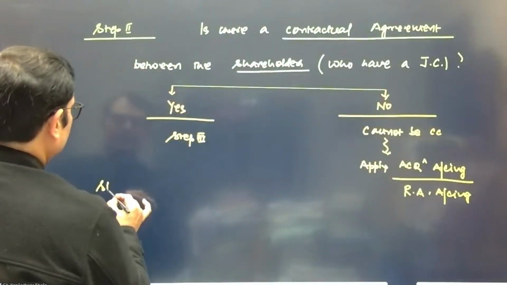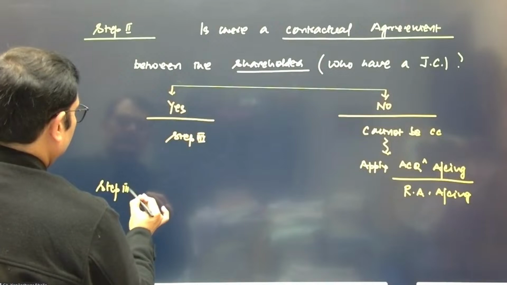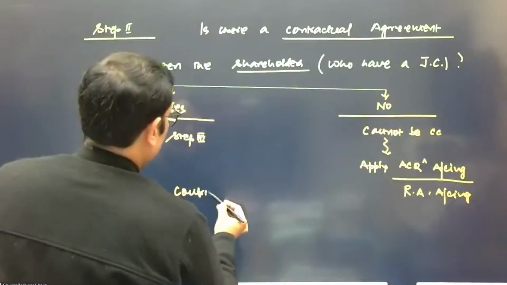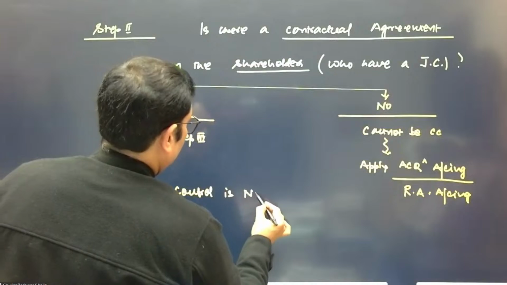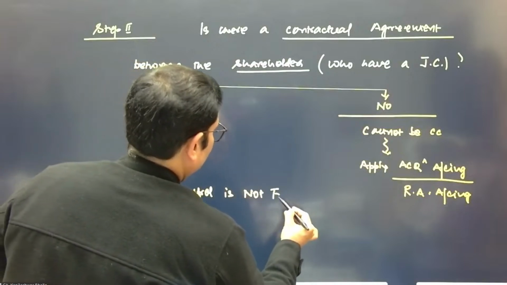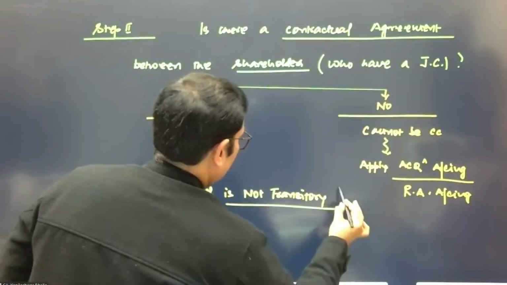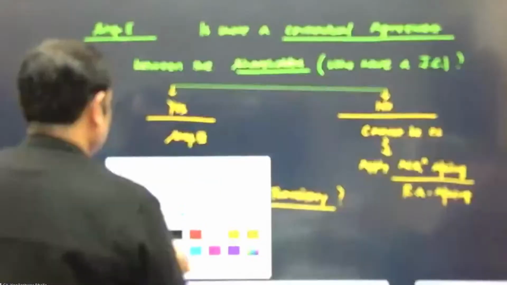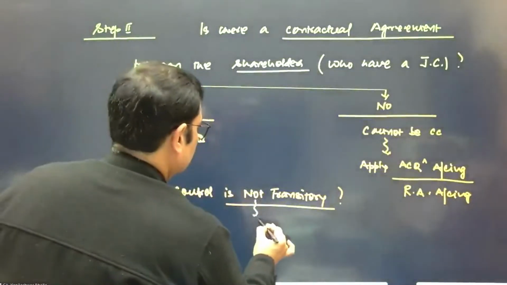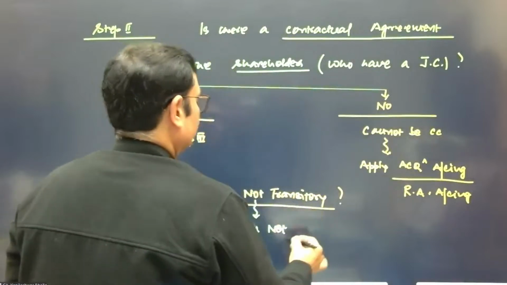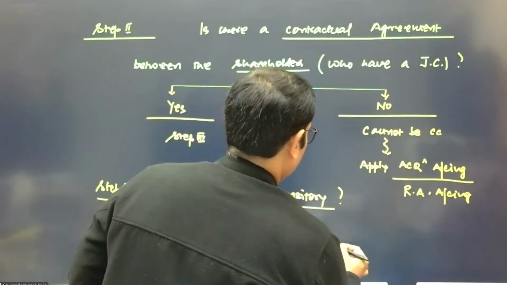And then comes step number 3, wherein we need to prove that the control is not transitory. The control is not transitory in nature. Now, when we say it is not transitory, it means it is not artificially created.